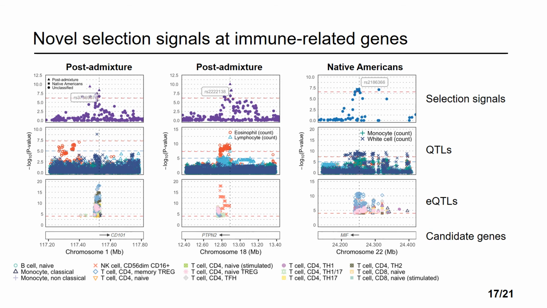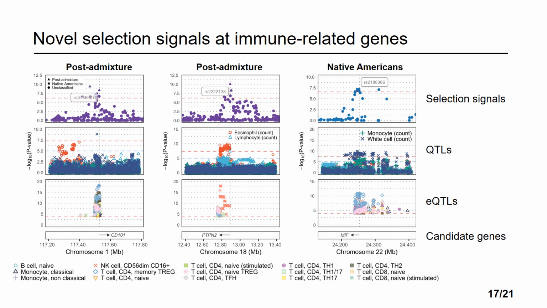In these 2 cases, our model actually classified these 2 signals as being selected post-admixture in the Chilean population, but here on the last plot I'm showing a selection signal at an immune-related gene that the model classified as being selected in the Native American ancestors of the Peruvian population.